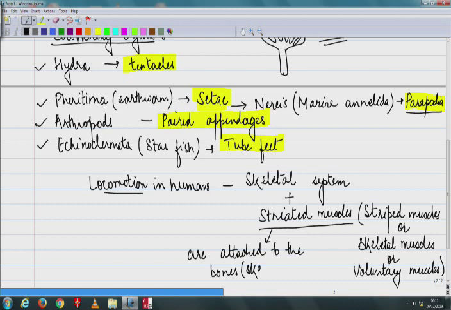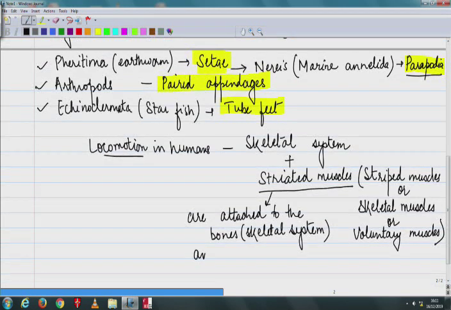as in the skeletal system, and help in locomotion as well as movement. So this is a priority now.